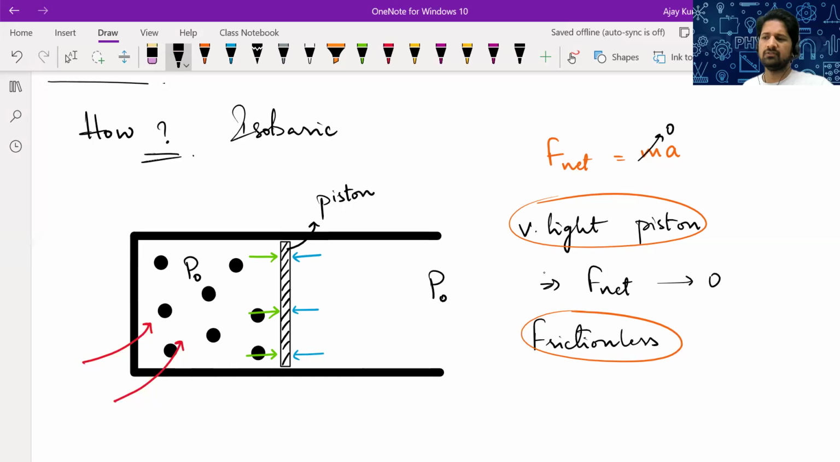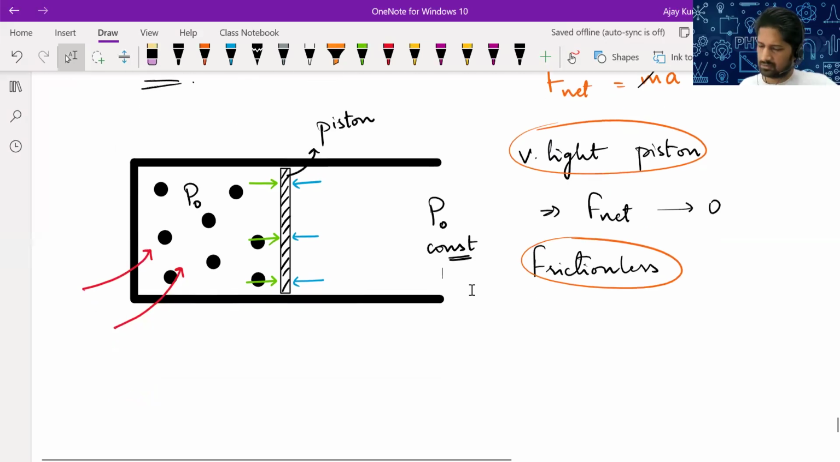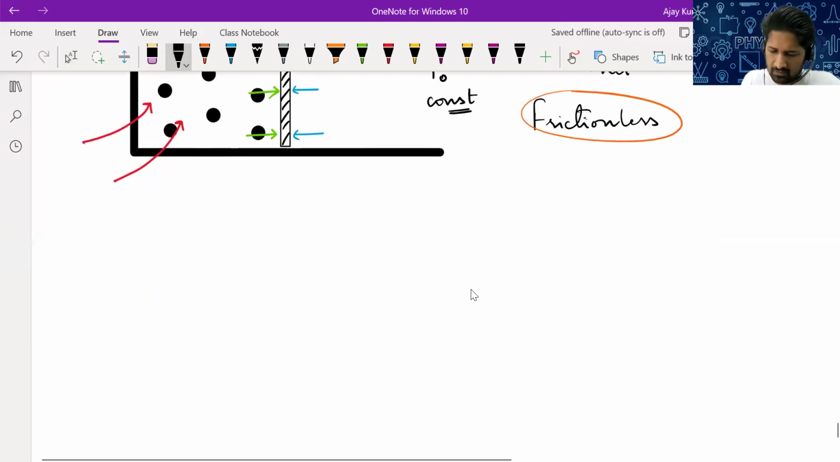So you'll have to use a very light and almost frictionless piston to be able to carry out an isobaric process. So pressure inside the system will always be equal to pressure outside if you use that kind of a piston. And outside pressure will remain constant anyway, or has to be kept constant. Then you can ensure that the pressure inside will also be constant. So that's how an isobaric process can be carried out.